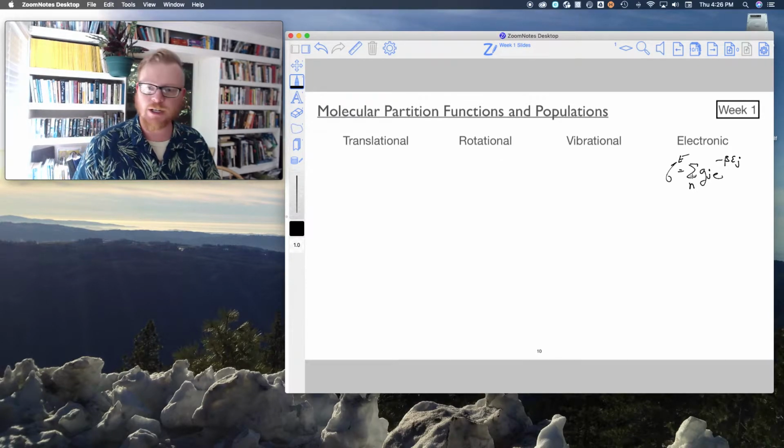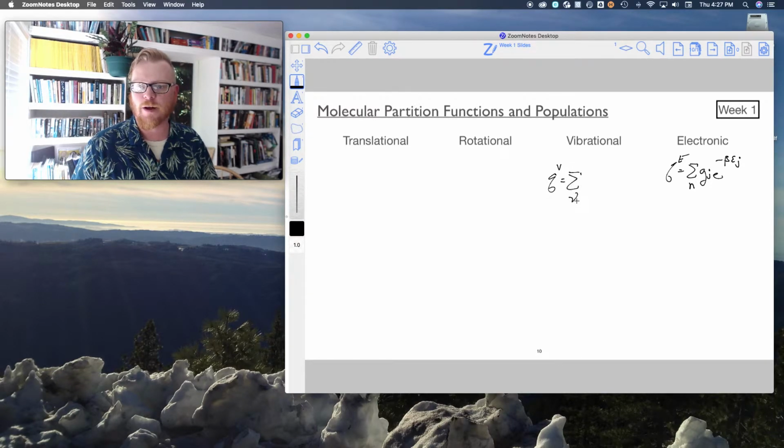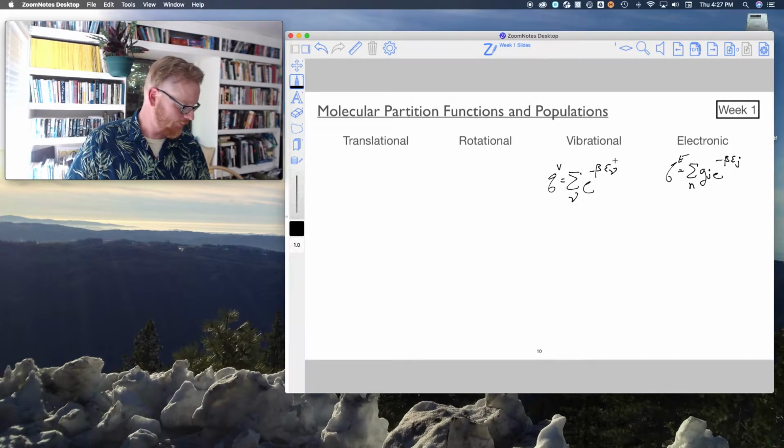So the vibration, we just did that. So I'll write it again, Q of V, Q for vibration, okay? And that's going to be the sum of all vibrational numbers. And that's going to be no degeneracy terms here, but now that's e to the negative beta eta sub nu. So a very similar form, okay?